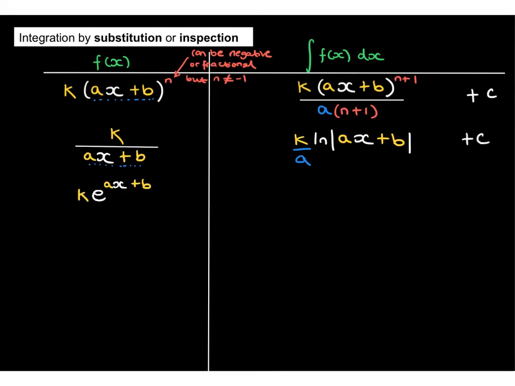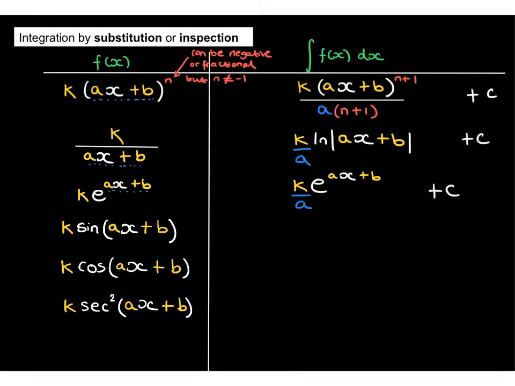Let's look at the integral of an exponential function. Now, exponential functions integrate to themselves. Remember, k is just a multiplicative constant, so we have k e to the ax plus b. But we then ensure that we divide by the derivative of this inner function here, so we need to make sure we divide by a.